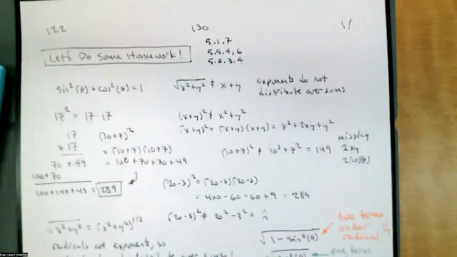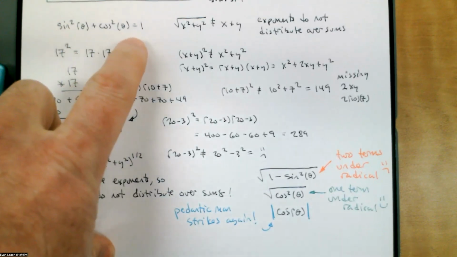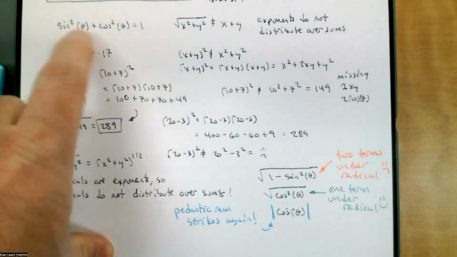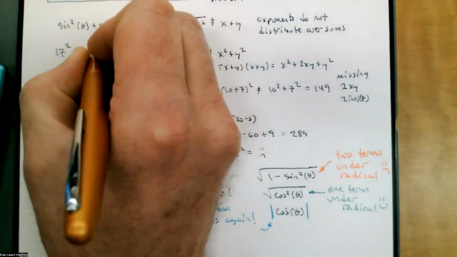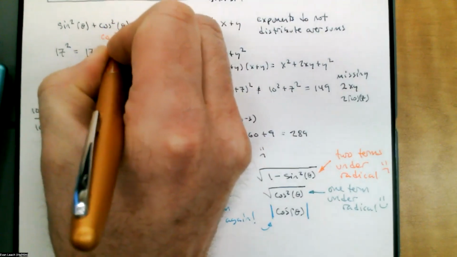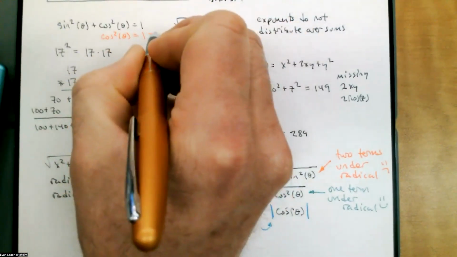Yeah, we're just using our Pythagorean identity up here. If sine squared plus cosine squared is equal to 1, I can solve this for cosine squared by subtracting sine squared from both sides. So I'm just rewriting this as cosine squared theta is 1, and then put the sine squared on the other side, minus sine squared.